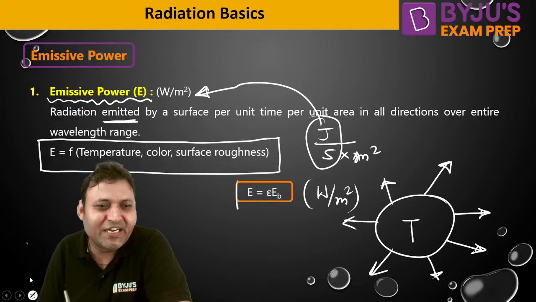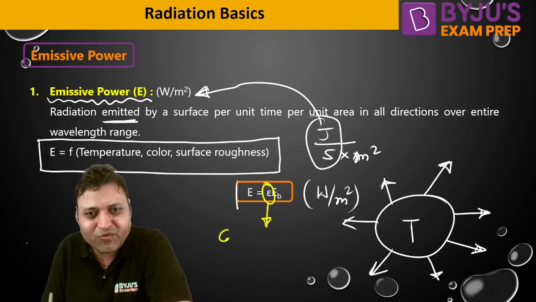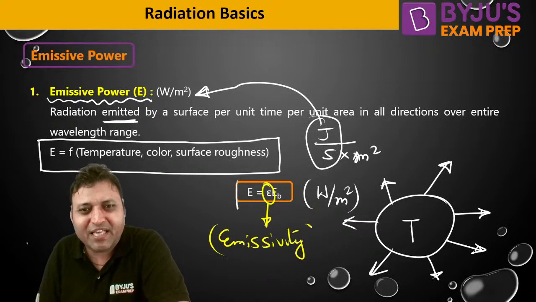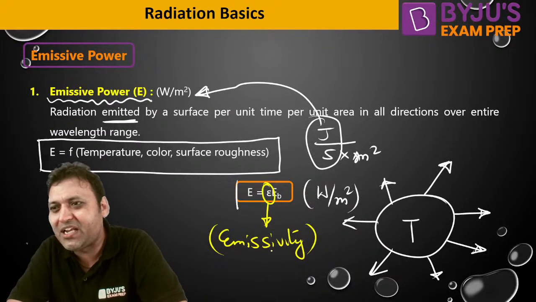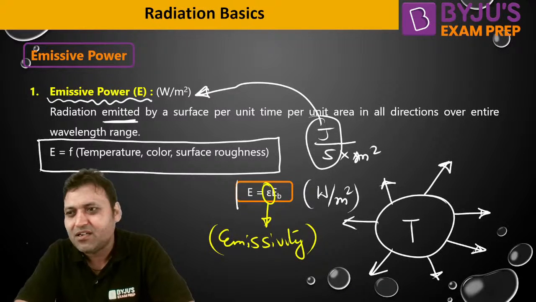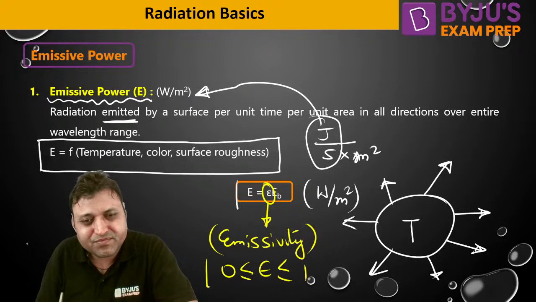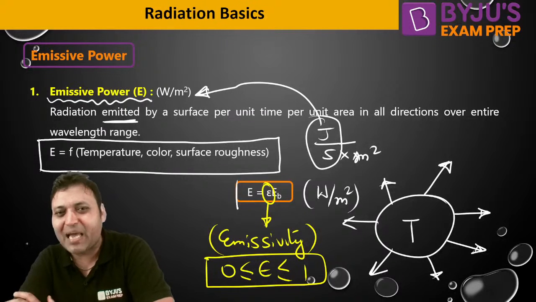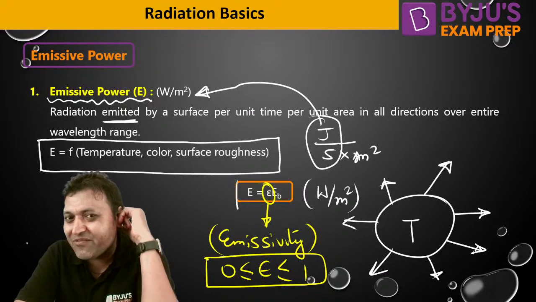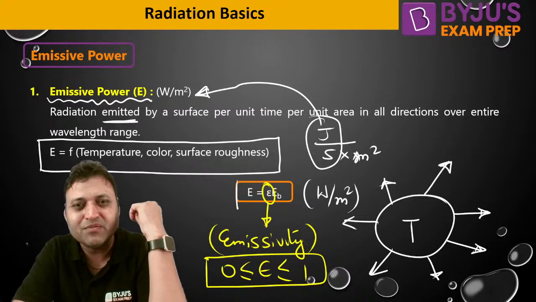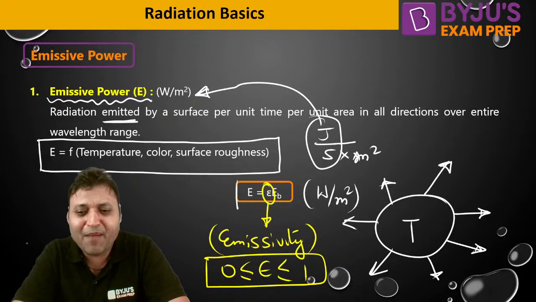Epsilon is called the emissivity of a surface. Do you know what the emissivity range is? What is the range of emissivity of a surface? Any idea? Emissivity lies between 0 and 1. Does emissivity depend on the temperature of the surface? Can anyone let me know? So this is all about the emissive power.